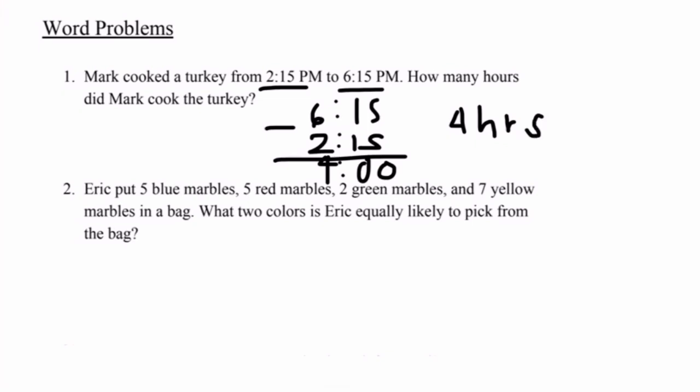Number 2, Eric put 5 blue marbles, 5 red marbles, 2 green marbles, and 7 yellow marbles in a bag. What 2 colors is Eric equally likely to pick from the bag? The keyword equally indicates that we need to find 2 colors with the same amount of marbles. We know that blue has 5 marbles and red also has 5 marbles. Therefore, the 2 colors Eric is equally likely to pick from the bag are blue and red.